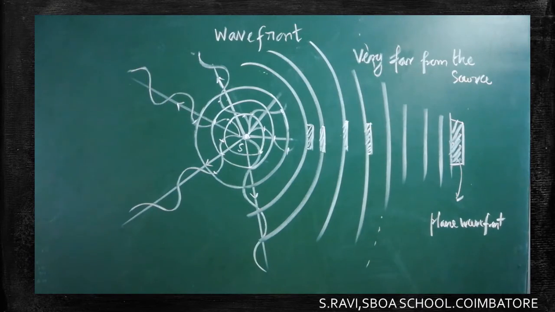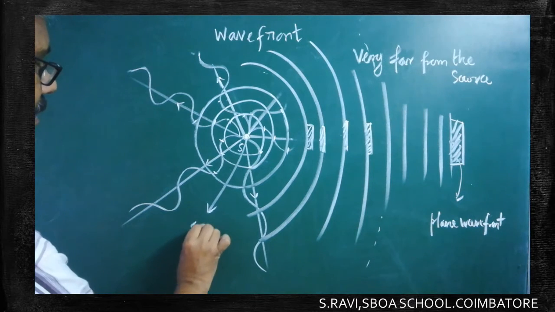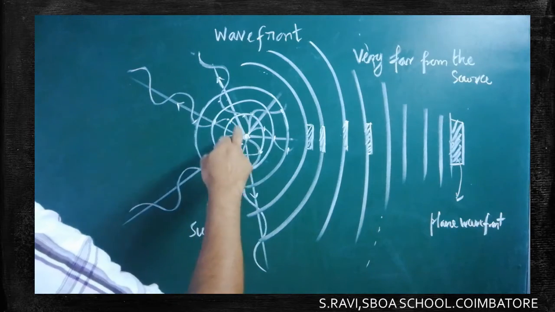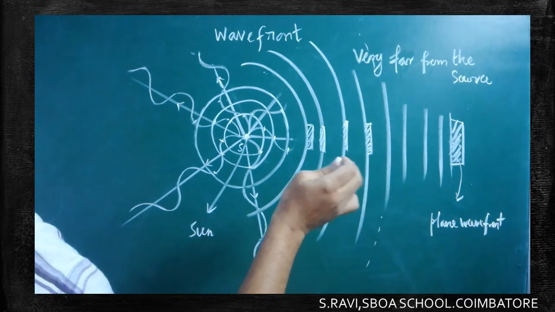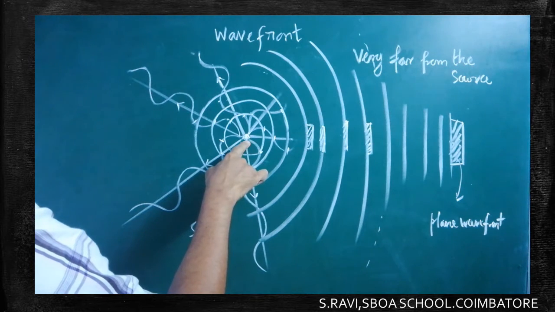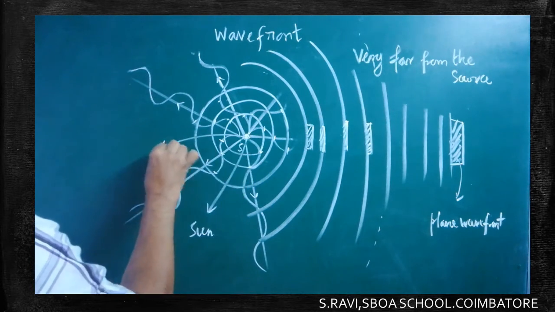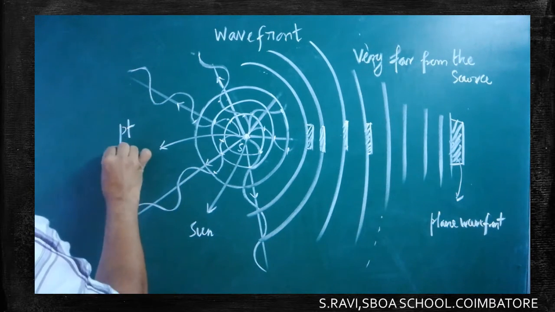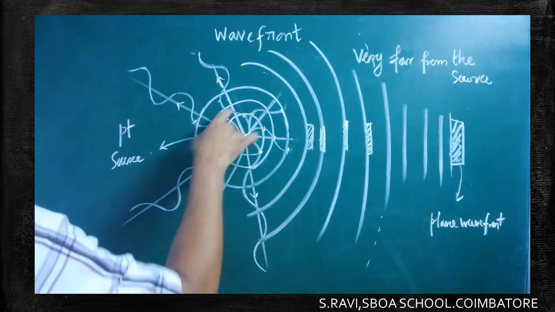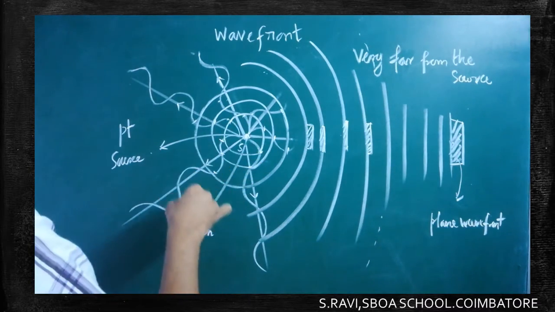Are you clear? I will tell you one best example. Let us imagine this is the sun. The sun is also a best source of light. Very close to the sun, in the vast space. Clear, the space is very vast, and in that the sun occupies a very small portion. The sun can be taken as a point source in space. Are you clear? Very close to the sun, how will the nature of the wavefront be? The nature of the wavefront will be spherical in nature.